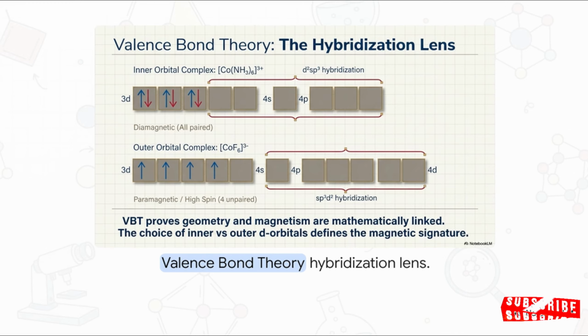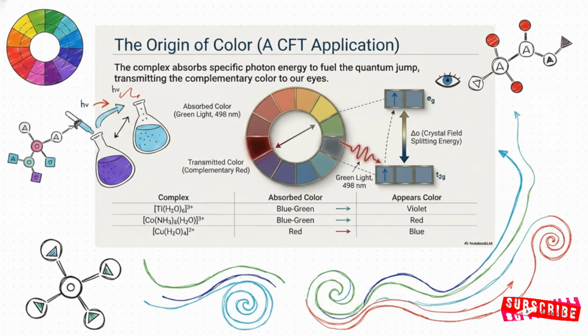Under valence bond theory, the specific mathematical choice between using inner 3D orbitals or outer 4D orbitals directly determines your complex's magnetic signature. If the electrons are forced to pair up, the complex is diamagnetic. But if electrons remain unpaired, the complex is highly paramagnetic and will actually be attracted to a magnetic field. And under CFT, we finally get to explain color. The complex absorbs specific photon energy to fuel a quantum jump for an electron, which then transmits the exact complementary color straight across the color wheel directly to our eyes.